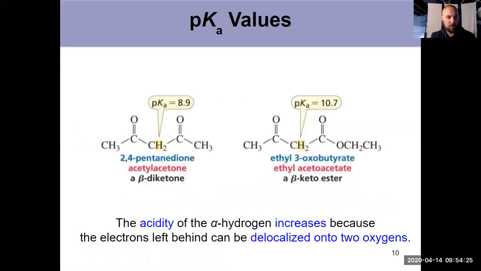Okay, so if we have a beta diketone or a beta ketoester, these compounds over here, right? So we've got a carbonyl in one position and then another carbonyl in the beta position. That's where beta comes from here. That alpha carbon that's between the two of them is incredibly acidic. Notice how low these values are now, 8.9, 10.7. These are even more acidic than just having an aldehyde or a ketone or an ester, because those electrons that get left behind can be delocalized two ways now onto two different oxygens.